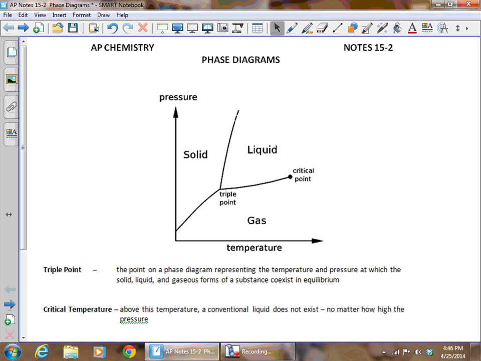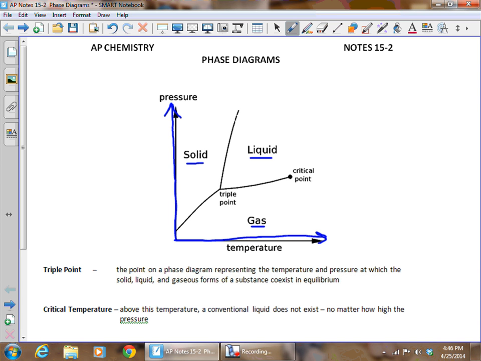Today we're going to talk about phase diagrams. Phase diagrams are simply a way of representing the different states or phases of matter based on their temperature and pressure. For instance, if you look at this diagram, you'll see that the temperature is increasing on the x-axis, the pressure is increasing on the y-axis, and the different states of matter, solid, liquid, and gas, are represented.